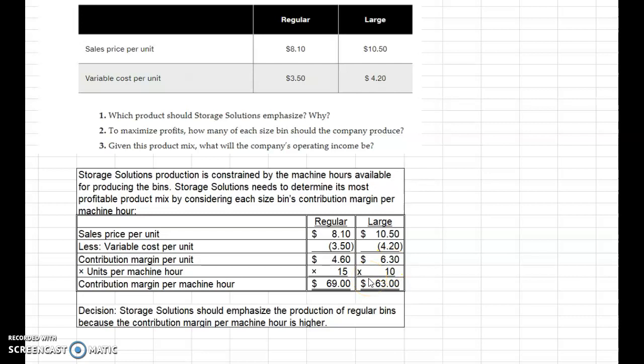should produce. But we've got a constrained resource, so we're going to look at the units that are produced per machine hour. We can produce 15 regular ones and 10 large ones. So my contribution margin per machine hour is $69 for the regular ones, $63 for the large ones. So Storage Solutions should emphasize the production of regular bins because the contribution margin per hour is higher.